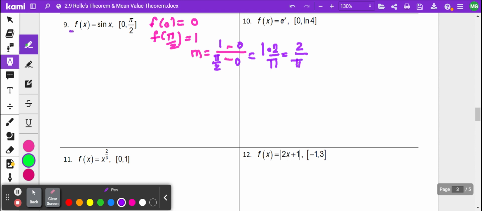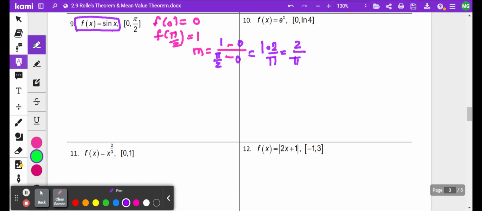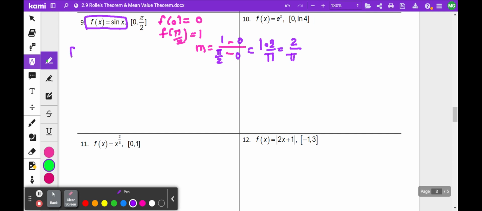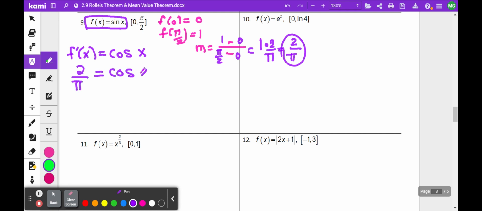So here's what we're going to do. We're going to take the derivative of our function, and you should probably know that by now, which is just cosine of x. And we're going to set it equal to our slope. 2 over pi equals cosine of x. Now, I'm glad we're doing this problem because in order to do this, we're going to have to put this into our calculator and approximate.